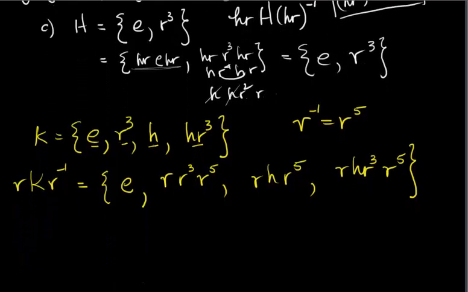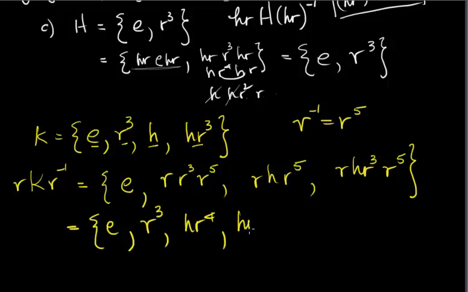So if we carry that out, just being careful to use your calculation rules in the dihedral groups, we get E, and let's see, this is R to the 9th, and that's the same thing as R cubed. And this, well, that's HR to the 5th, so it's HR to the 10th, HR to the 4th. And this one will be, well, RH is HR to the 5th, so it's going to be just HR. And that's what we get.